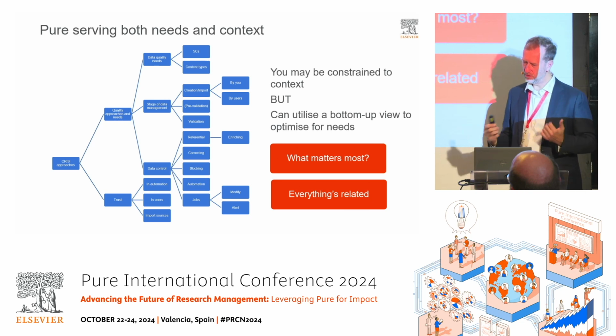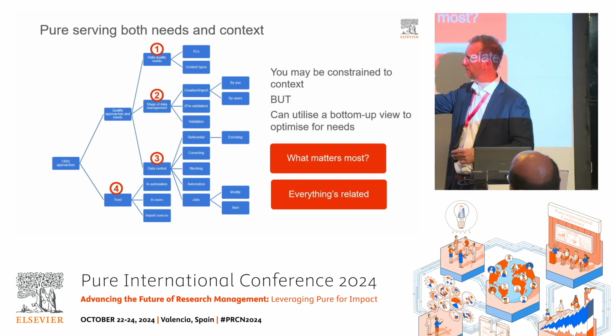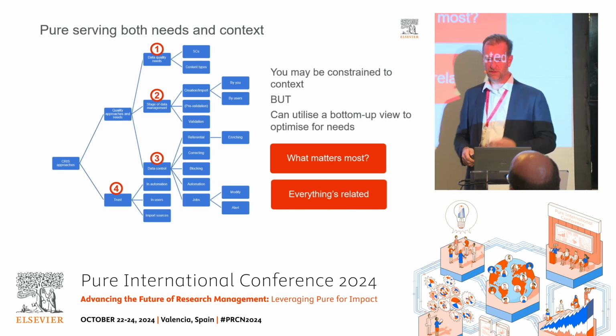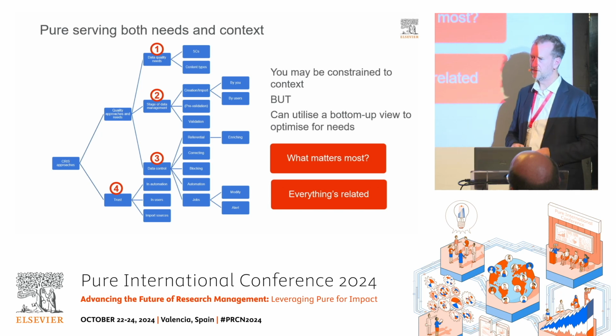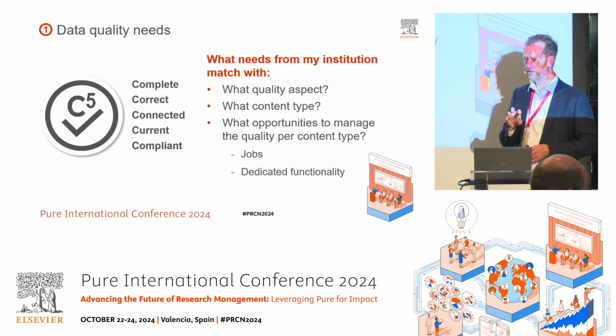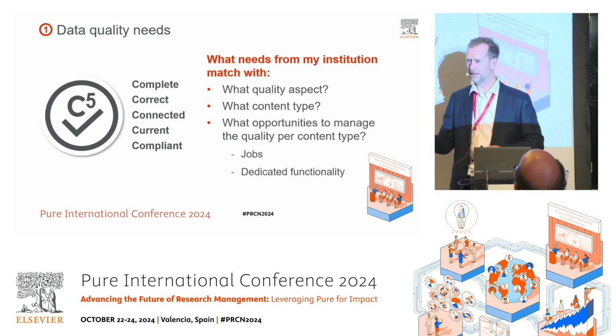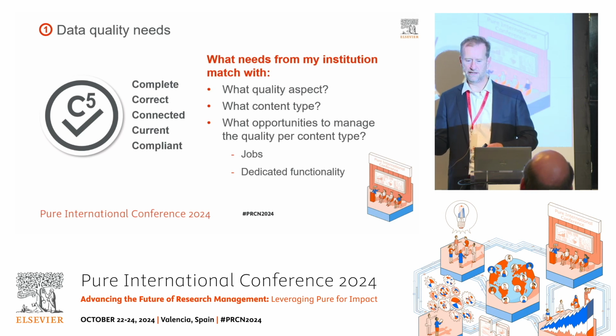So, important questions for us. What matters most, and the most important thing to remember is everything is related. So I'm going to go through each of them here, 1, 2, 3, 4, separately, and for each of them go into some more details. So starting first, data quality needs. So what needs from my institution match with what quality? Should it be complete? Should it be correct, connected, current, compliant?